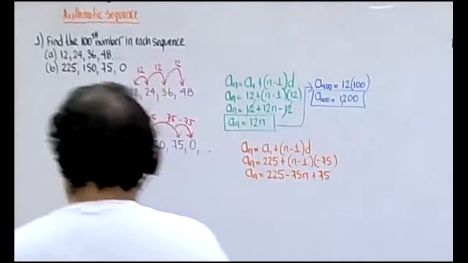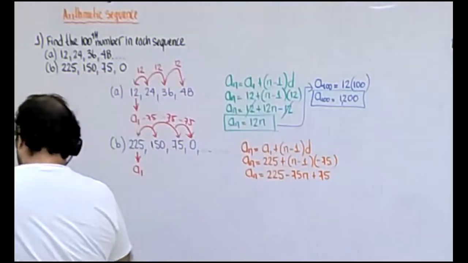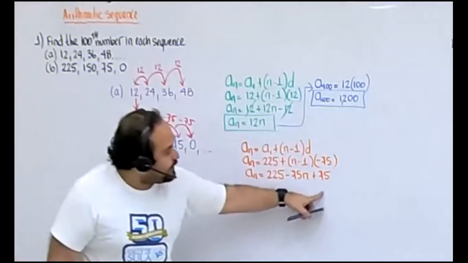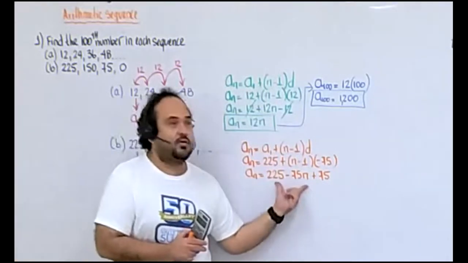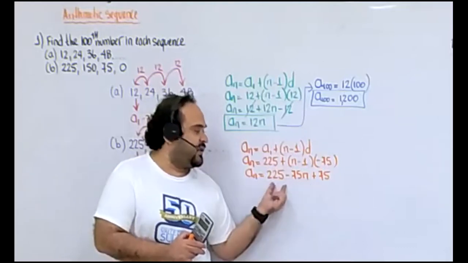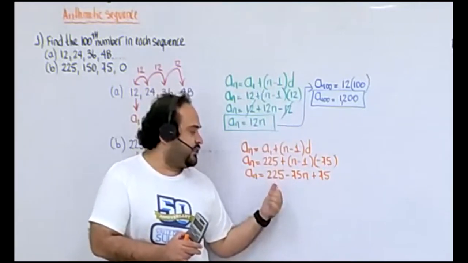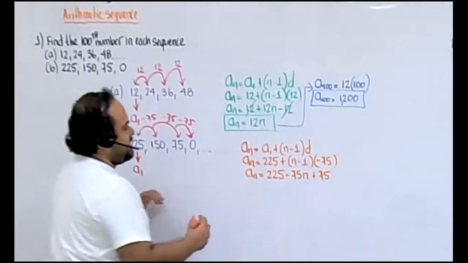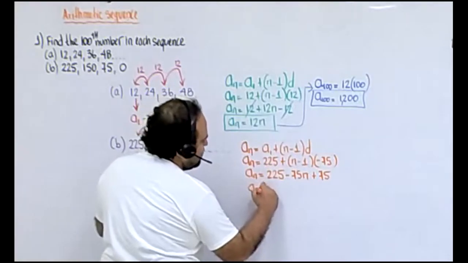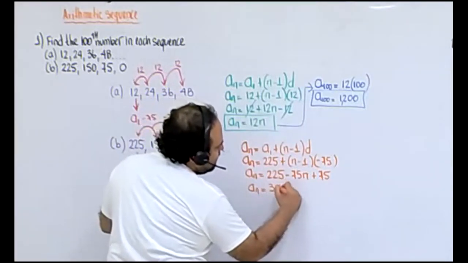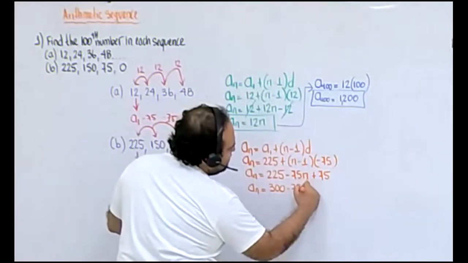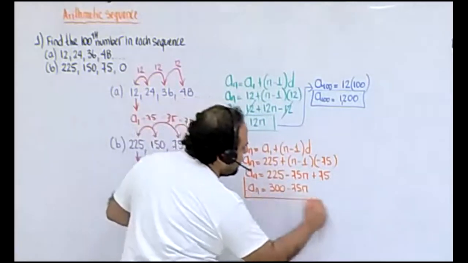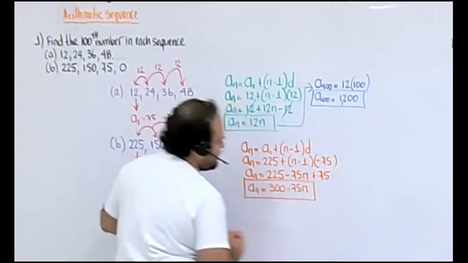Would you like to tell me what is the final result? 225 with positive 75. Remember, we cannot combine this one because it has a variable. It is only the number. The like terms will be 300. Perfect. So the algebraic expression will be 300 minus 75n.